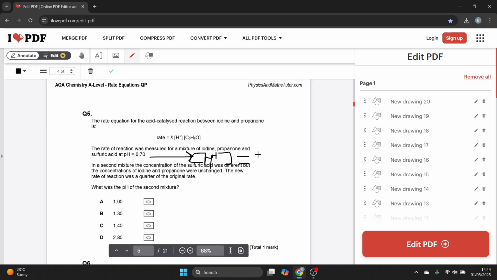I haven't done acids and bases in quite a while. So I think that's going to be the one tomorrow. Acids and bases question paper. Yeah, definitely that one tomorrow. So it's 10 to the power minus 0.70.